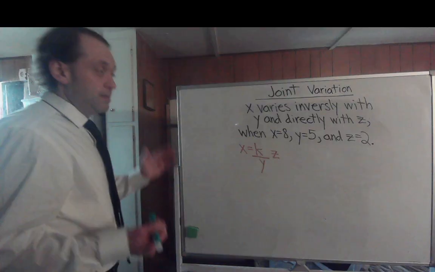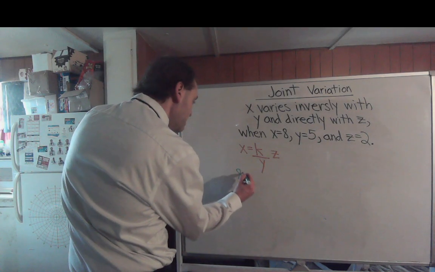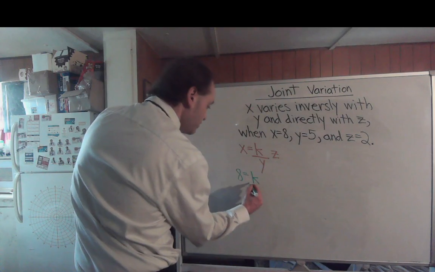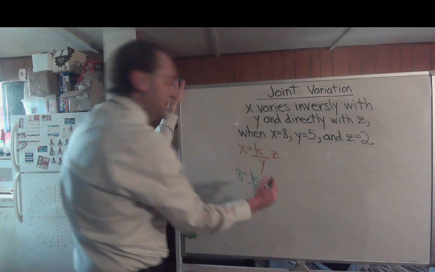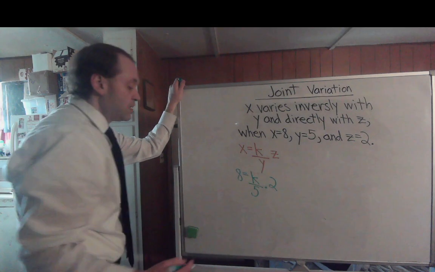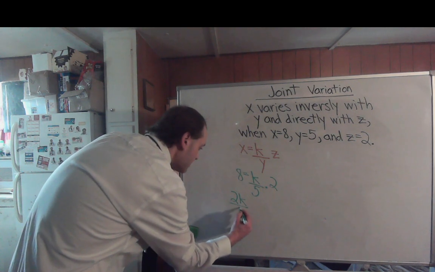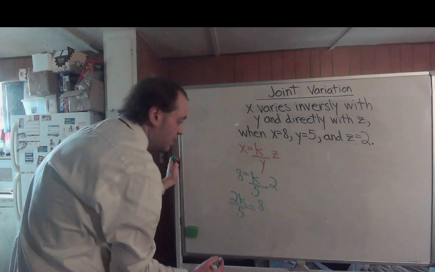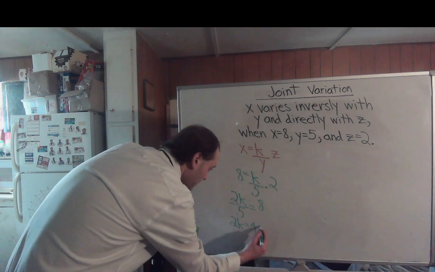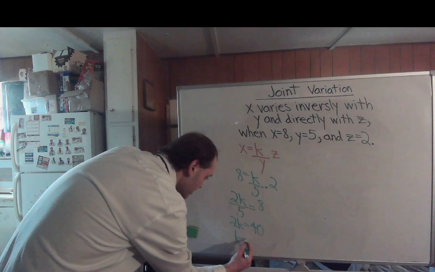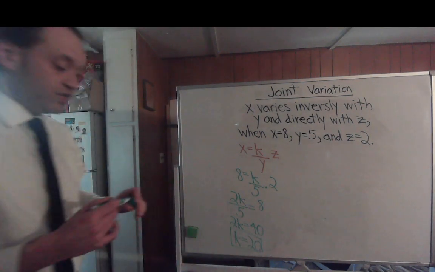Now, let's see here. So input your values to solve for the constant of variation. So x equals 8. That equals the constant of variation k, which we do not know just yet, divided by that y of 5, times the z of 2. Well, in short, you could say that 2k over 5 equals 8, right? Which means that 2k equals 40, which would have to mean your constant of variation k is equal to 20. So we found a critical piece. The constant of variation is 20.